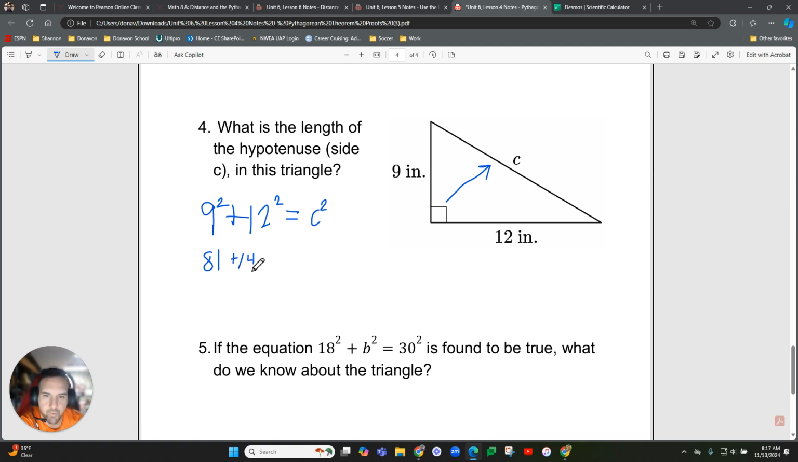81 plus 144 equals c squared. Then we add those two together and get 225 equals c squared. Our last step, anytime we're trying to solve for the final side, is to take the square root, because if you take the square root of a number that's squared, we just get that number. So c would have to be 15. That's always going to be the last step whenever you're solving a Pythagorean theorem equation: take the square root of both sides to get the letter c by itself instead of c squared. Sometimes you'll have to get a by itself, like in number 5, where we'll have to get b by itself.